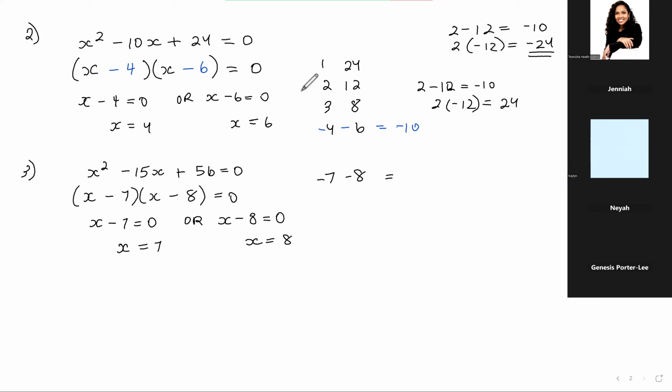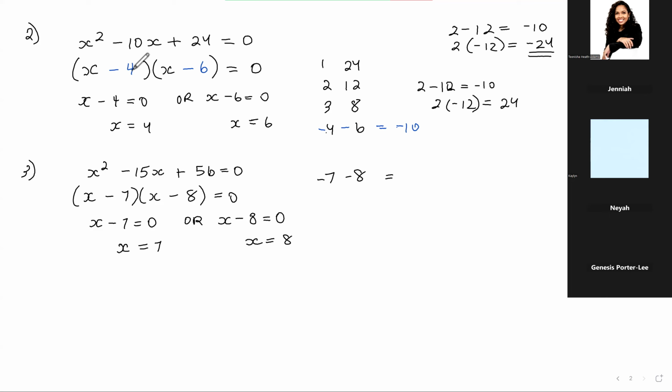And 3 and 8 can't give you 10. 3 and 8 is 11, right? So the only combination that could have given you 10 is either 2 and 12 or 4 and 6. The reason we chose 4 and 6 is because if you say -4 times -6, you'll get +24, and -4 take away 6 will give you -10. So that's how we got -4 and -6. Is that okay, honey?